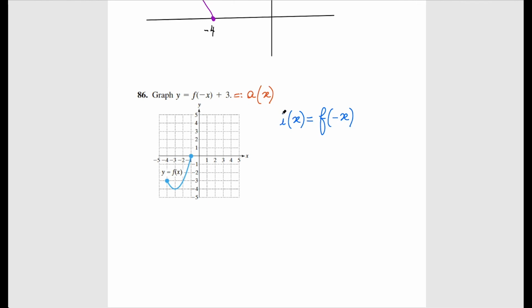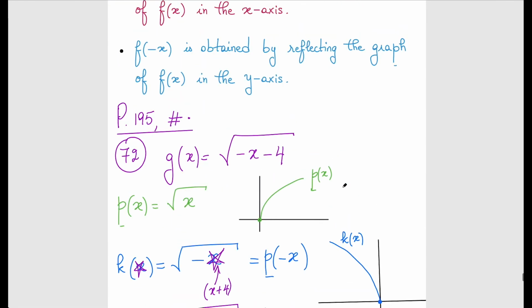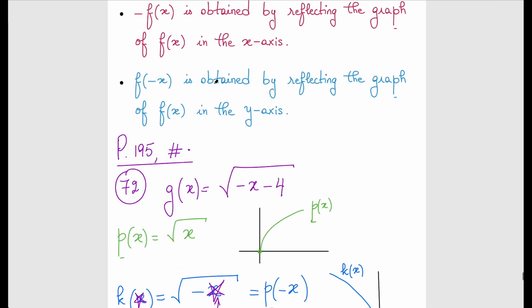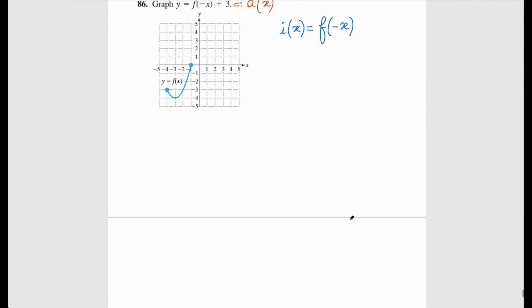Okay, so I of x is f of negative x. And how do you graph f of negative x if you know how to graph f? This is f. How do you graph f of negative x? Well, this is theorem 2, right? For f of negative x, you just reflect the graph of f in the y-axis. So you reflect in the y-axis.